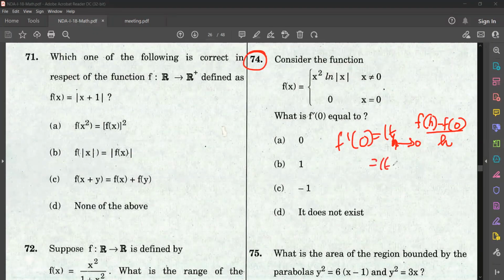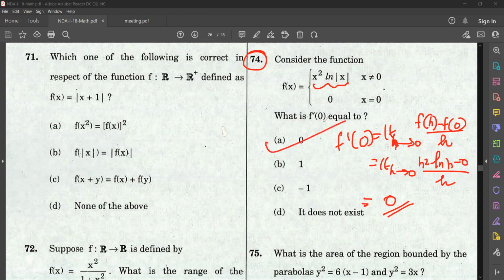So substitute here: limit h tends to 0, f of h. What is f of h? In the place of x, substitute h. So h square ln h minus f of 0, which is 0, divided by h. So what do you get? When substituting the limit, you'll get the answer as 0. So f dash of 0 is 0. Option A is the correct answer.